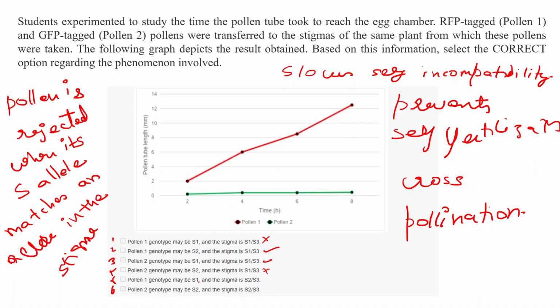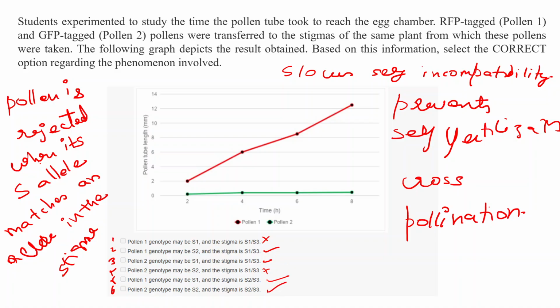Pollen 1 genotype may be S1 and the stigma is S2, S3. This can be the case because the genotype of the pollen is not matching with the stigma. That means it is compatible, therefore it can grow. See, the genotype of the pollen should be different from that of the stigma so that it can be compatible. Pollen 2 genotype may be S2 and the stigma can be S2, S3. Yes, this is also correct.